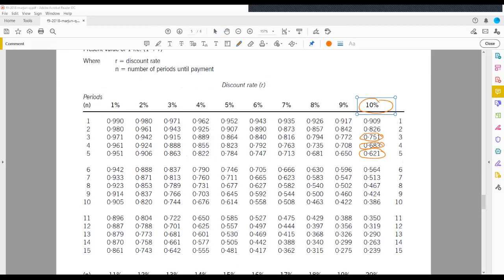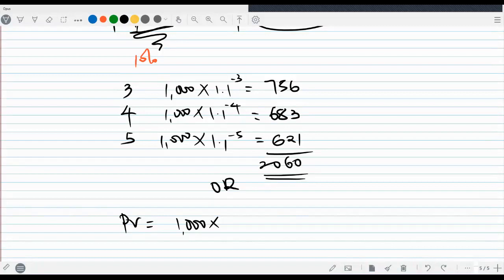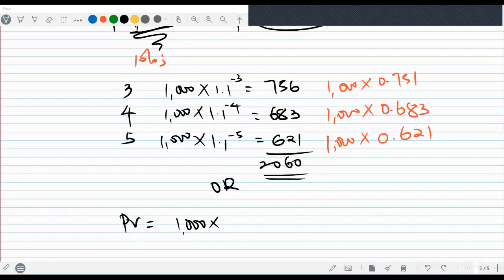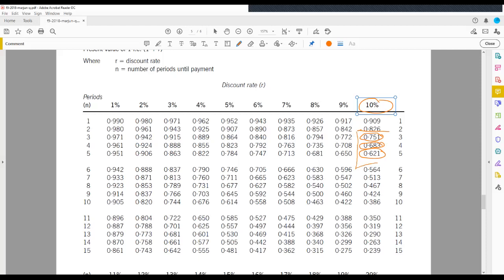So at 10%, year 3, it was 1,000 times the factor, which is 0.751. The factor for year 4 is 1,000 times 0.683. The factor for year 5 is 1,000 times 0.621. You pick these factors from the tables here. So it's possible to use the tables to get the present value. But don't forget this first table is in case you're discounting every cash flow on its own, every year. For example, year 3 on its own, year 4 on its own, and year 5 on its own.